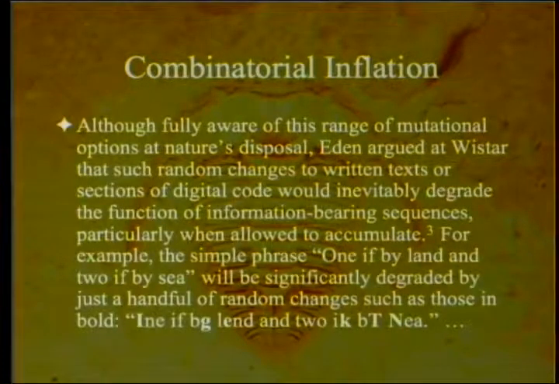Although fully aware of this range of mutational options at nature's disposal, which they just went over, mutation, transposition, and so forth, Eden argued at Wistar that such random changes to written text or sections of digital code would inevitably degrade the function of information-bearing sequences, particularly when allowed to accumulate. For example, the simple phrase, "one if by land and two if by sea," will be significantly degraded by just a handful of random changes, such as those in bold. If you can read that, good luck.